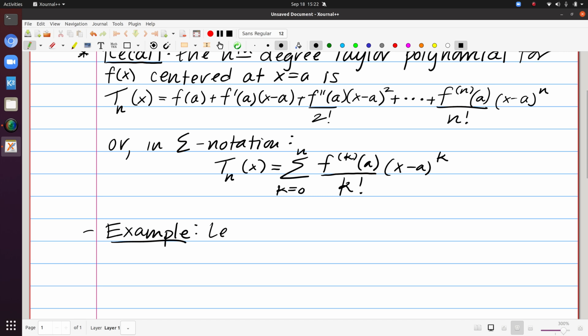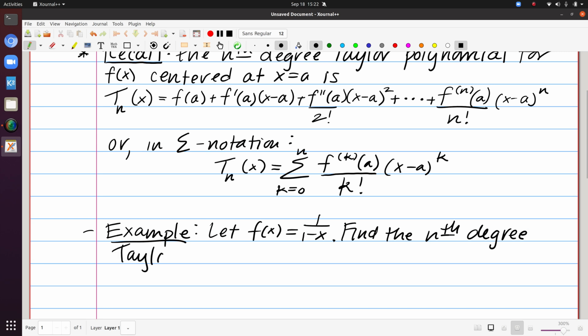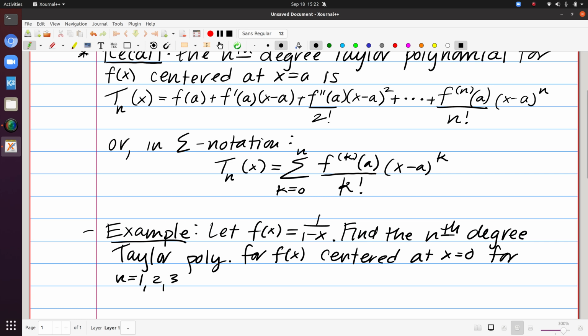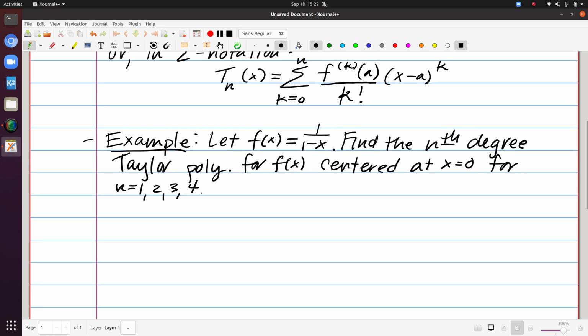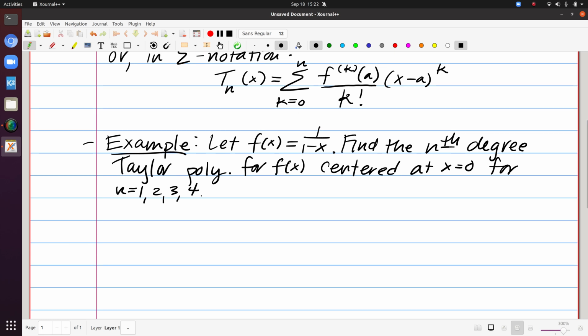So we're going to let f of x here be the function 1 over 1 minus x. We want to find the nth degree Taylor polynomial for this function centered at x equals 0 for n equals 1, 2, 3, and 4. So in finding the Taylor polynomials, what I have to do is find up through the nth derivative, especially evaluated at the center. In this case, that's 0.